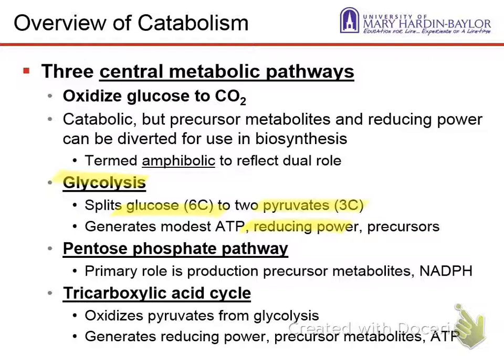All right, it produces some reducing power. When you hear reducing power, students always ask me, what does reducing power mean? What do you know about reducing power that's being produced out of glycolysis? What kind of chemical is that? You got it, NADH, good. NADH is produced in glycolysis, and we get a couple of NADH out of glycolysis. And then we get a lot of precursors, and sometimes those in the text are called precursor metabolites. What do you know about precursor metabolites? What are they used for?